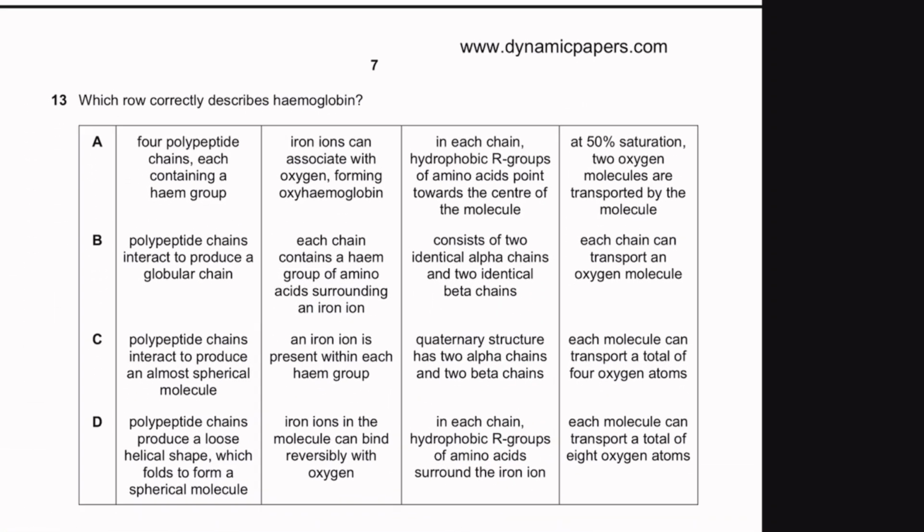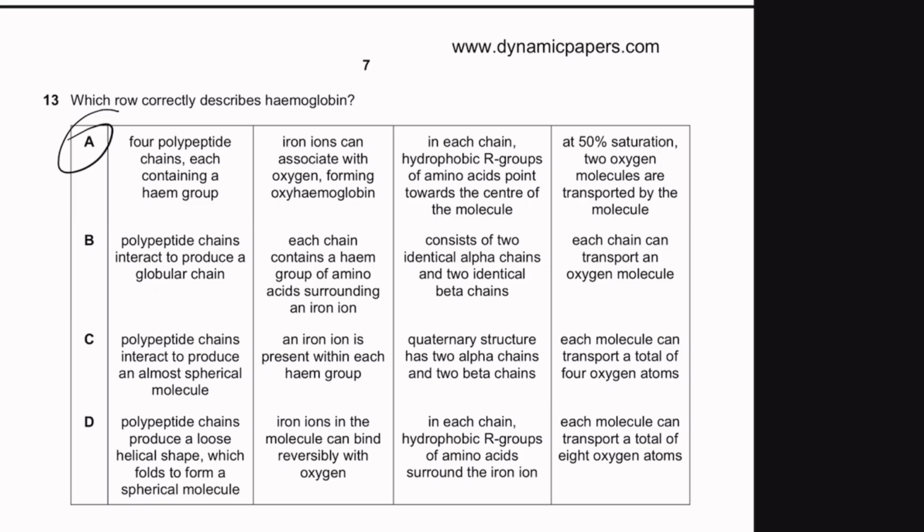Which row correctly describes hemoglobin? Four peptide chains, each containing a heme group. Iron ions can associate with oxygen, forming oxyhemoglobin. In each chain, hydrophobic R groups of amino acids point towards the center of the molecule. At 50% saturation, two oxygen molecules are transported by the hemoglobin molecule. That's exactly true, all of these statements are right. Yes, we do have four peptide chains. We do have four heme groups associated, one with each chain, and the heme groups can attach to four oxygen molecules. Half of that will be two oxygen molecules.